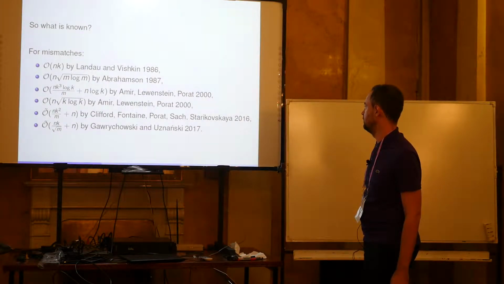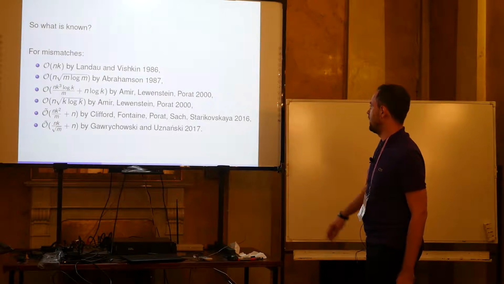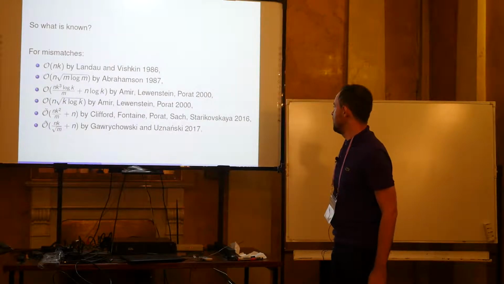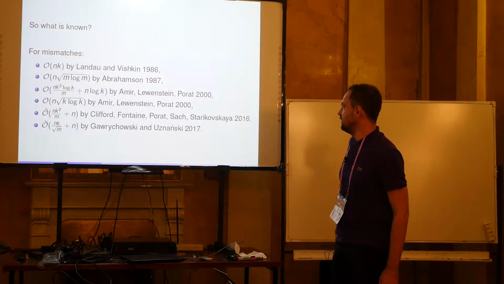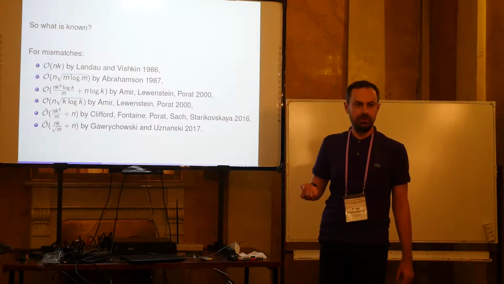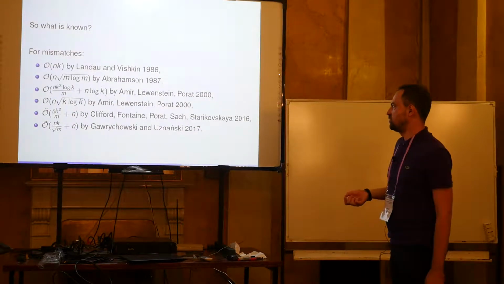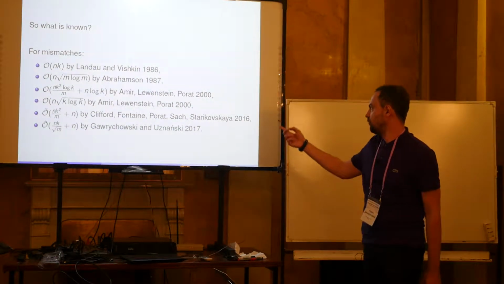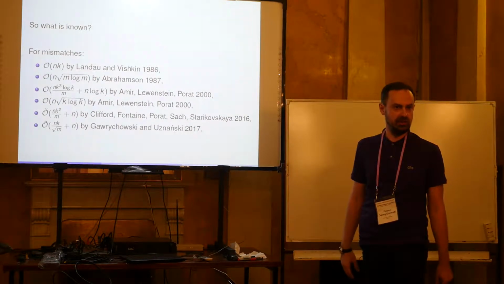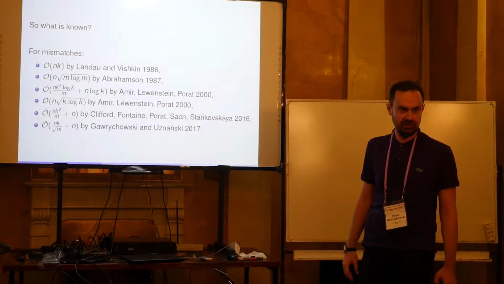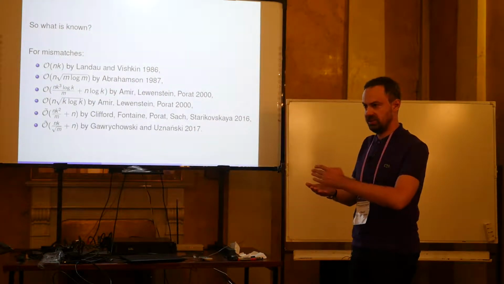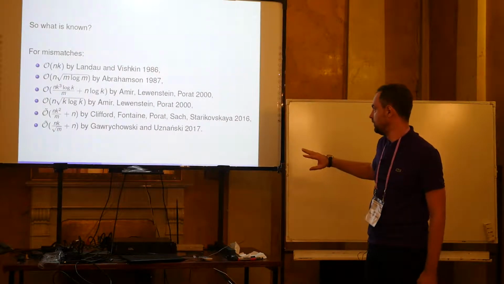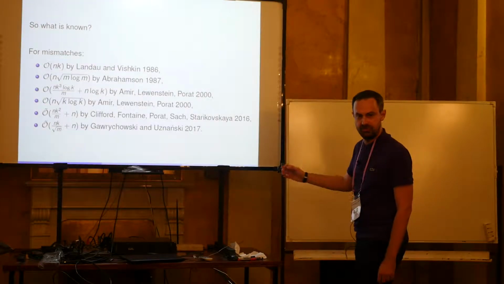So the important message is that this Amir-Lewenstein-Porat algorithm is an improvement on Abrahamson. Instead of m, they put k. And the other algorithms run in linear time if your k is small enough. For instance, you can say that my k is at most m to 1/3, and then this third algorithm will work in almost linear time, like n log n. So for small values of k, they run in linear time. And this threshold between linear and non-linear has been improved a few times. I will show you this last algorithm, but probably after lunch. Okay, so that's for mismatches.